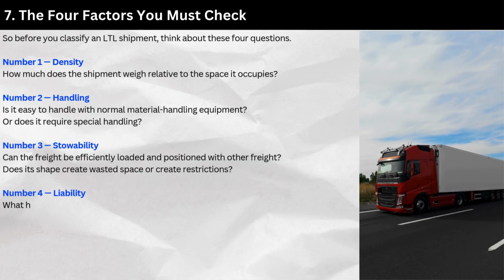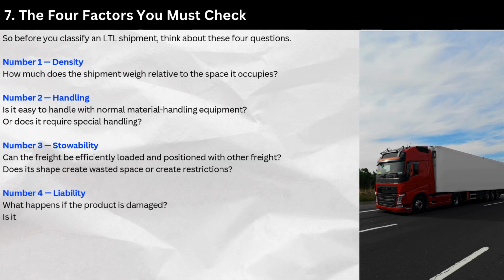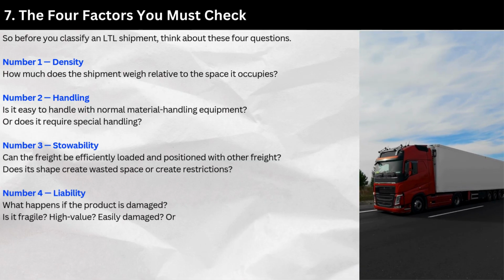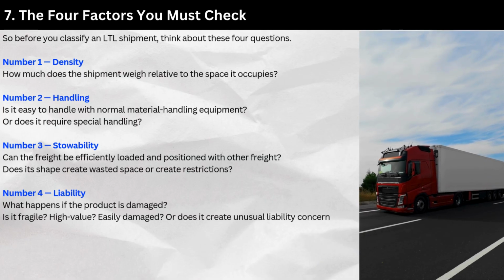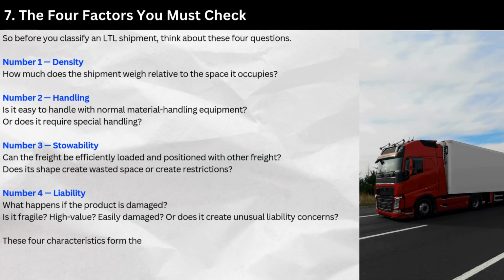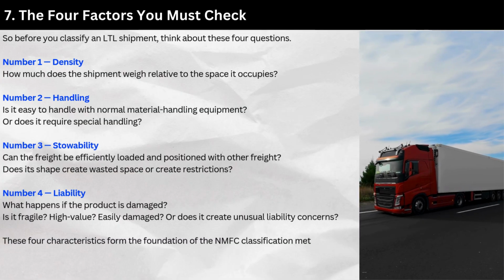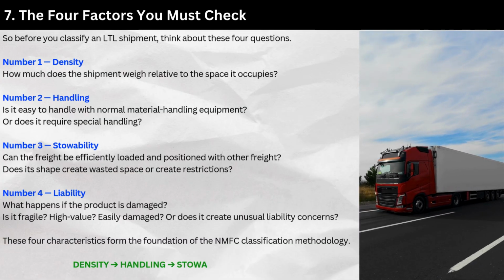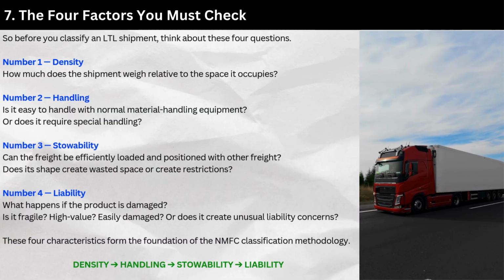Number 4. Liability. What happens if the product is damaged? Is it fragile, high value, easily damaged? Or does it create unusual liability concerns? These 4 characteristics form the foundation of the NMFC classification methodology. Density, handling, stowability, liability.